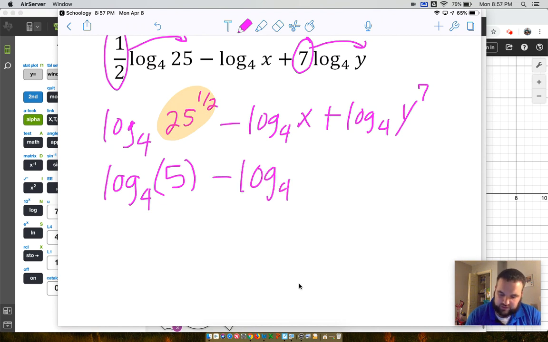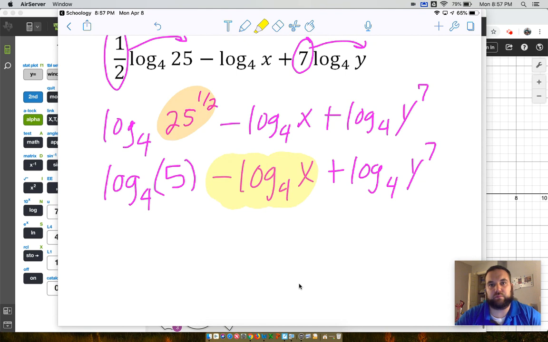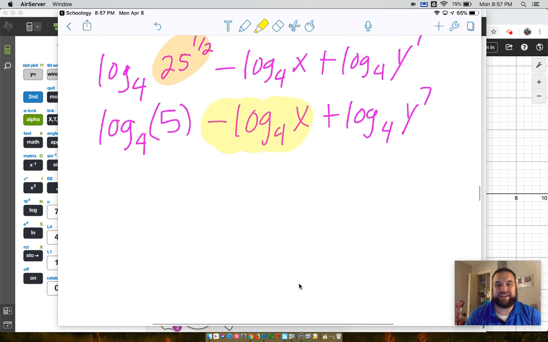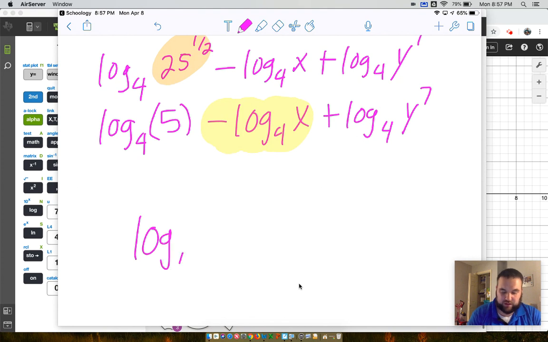So now I am ready to condense this into a single log. One thing is a little weird, and that is that this minus logarithm is right in the middle. So just make sure you pay attention to the point that that log being negative means that's going to go into the denominator.